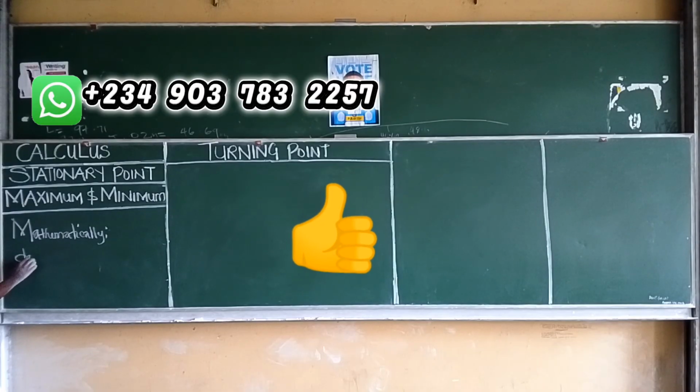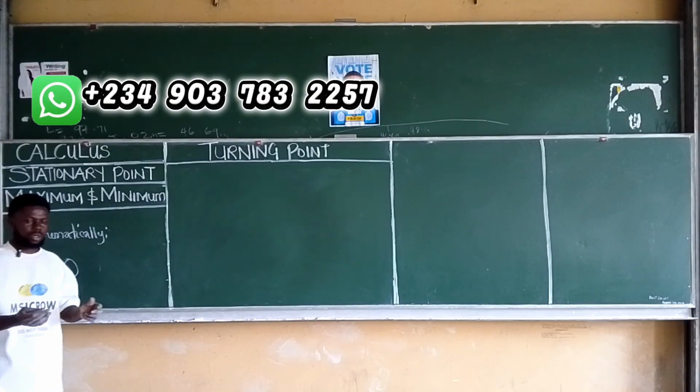dy over dx, or the gradient of the curve, is equal to 0. And this is what we call stationary point.